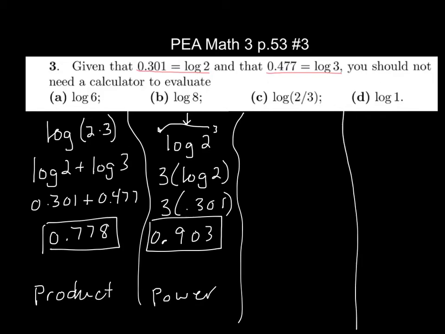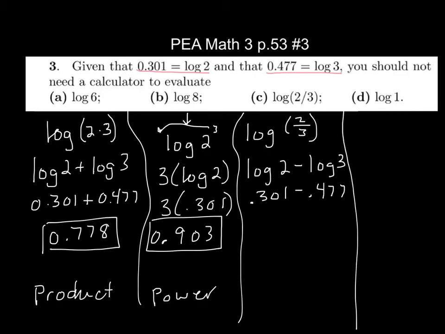Okay, now we have log 2 divided by 3. Since the division is within the logarithm, how do we handle that? Subtraction, log 2 minus log 3. Again, we already have values for both of those right here. So just make sure we have the correct order here. 0.301 minus 0.477. That'd be a negative 0.176. That looks good.